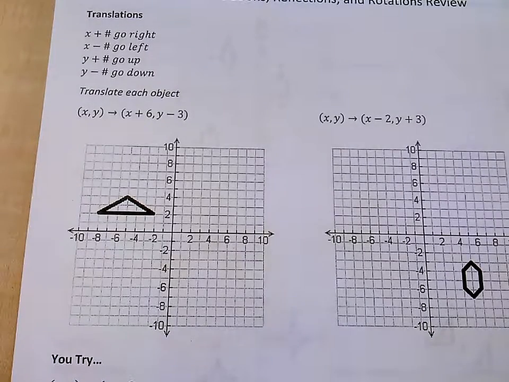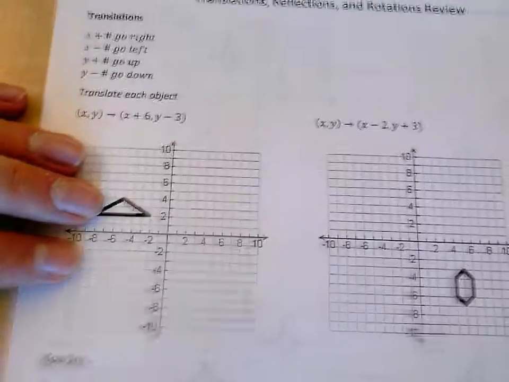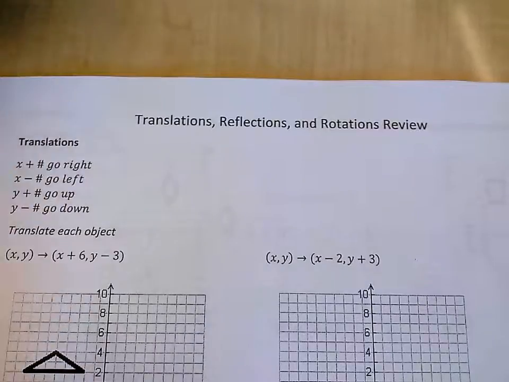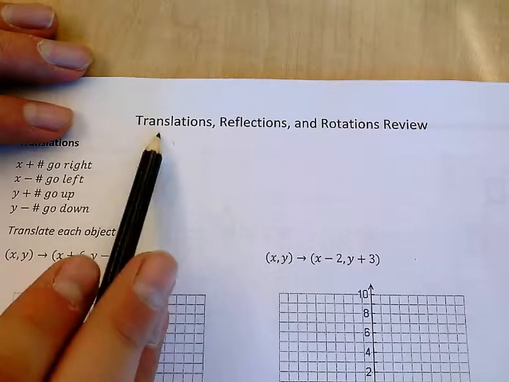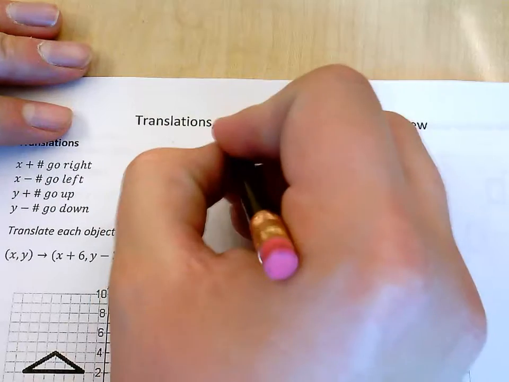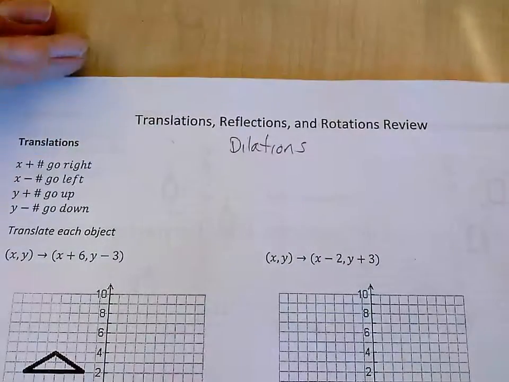Okay, so this is going to be a video for the notes on transformations, all right? There are four we're going to talk about: translations, reflections, rotations, and what will be known as dilations. So those are the four we're going to talk about.